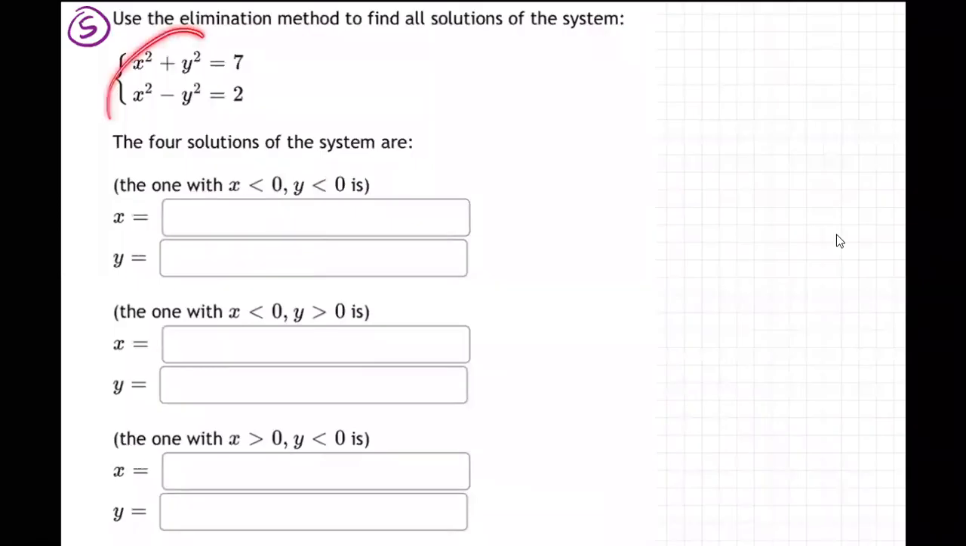Okay, so it wants us to solve this. And notice it says use the elimination method. The reason we're going to use the elimination method is because these and these are like terms. Do you see that? See how these guys right here are like, and these guys are like. What do I mean by like?